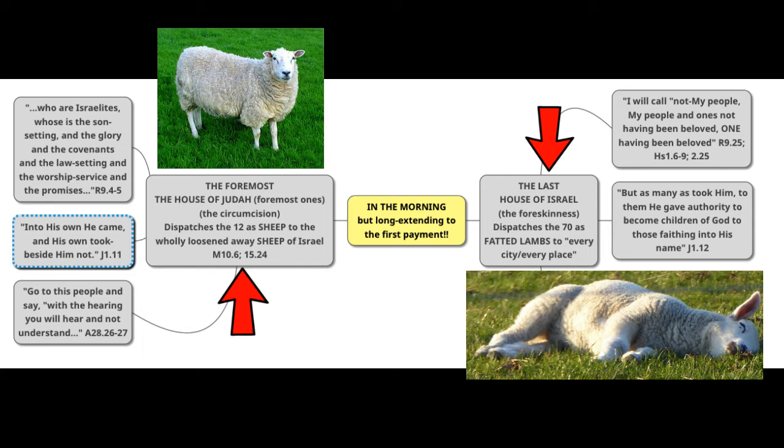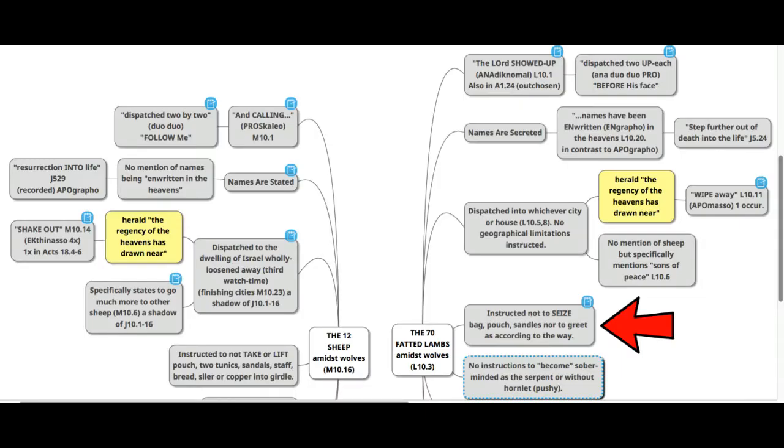Where what we're seeing between the 12 and the 70 is the same. The 12 are being dispatched to the house of Judah, the 70 to whichever city among the nations, in like manner to Paul's commission. In contrast to Peter's commission to the circumcision, where yet more differences are seen in the dispatching, the 70 are said to not seize a bag, pouch, sandals, nor to greet as according to those on the way, where the 12 were instructed not to take or lift pouch, with no mention of a bag, two tunics, sandal, staff, bread, silver, nor copper into their girdles.